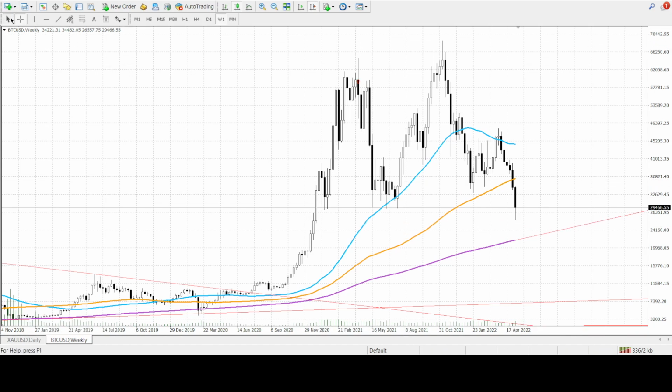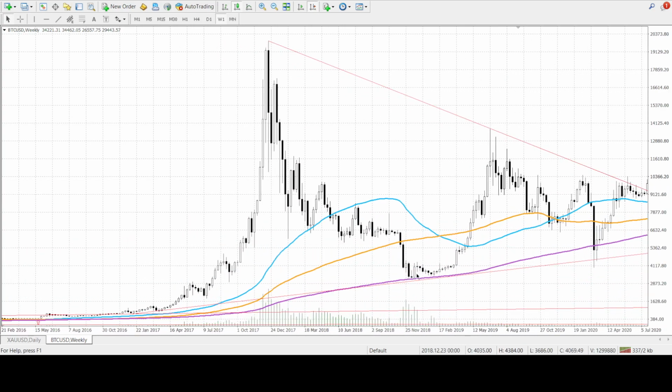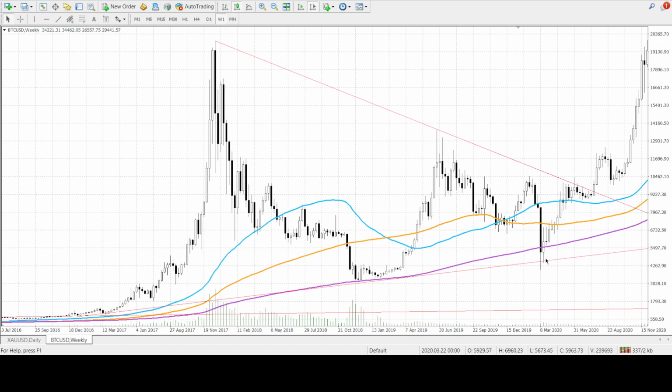But I wanted to point something out to you guys. When you're looking for entry, first it tests it and rides along it, and then it briefly spikes beneath it. Now this spike beneath is usually around the same region as when it first tests it.